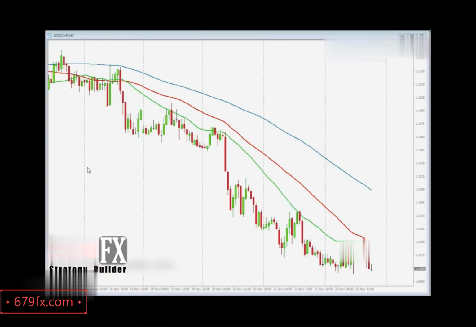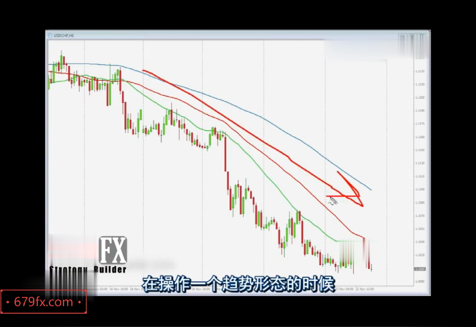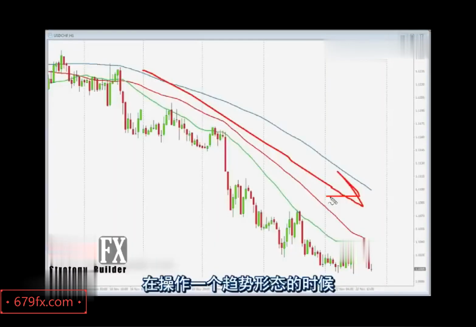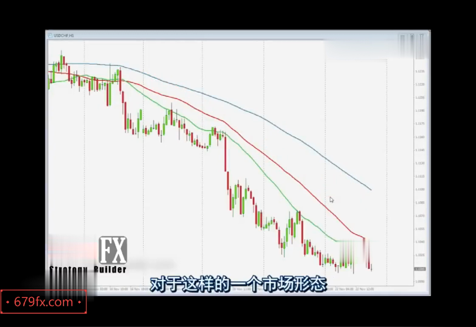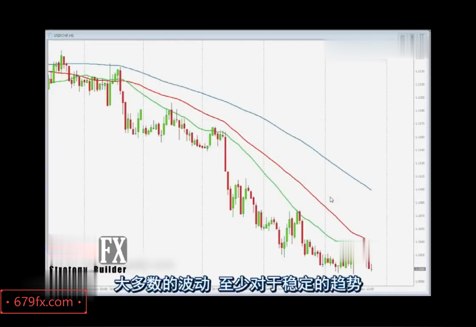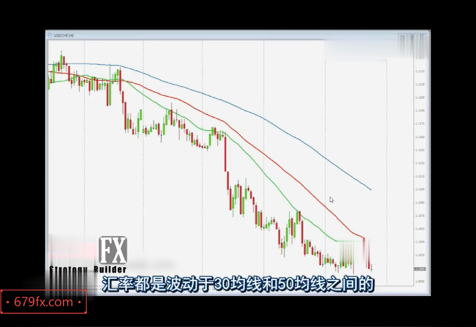Most of the time in trending markets, once we've determined that we are in a trendiness scenario, in this type of market conditions, most of the swings, at least in a healthy trend, are contained, or let's say they bounce off this area between the 30 and the 50 moving average.